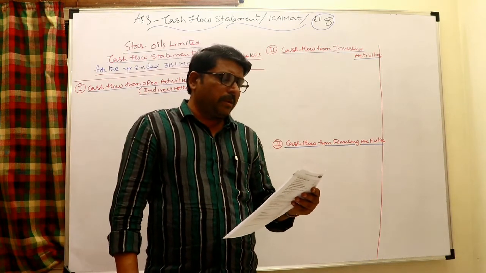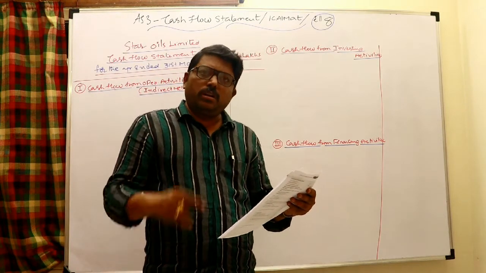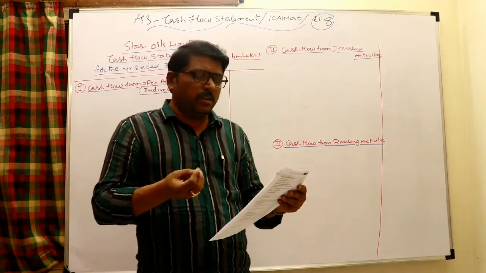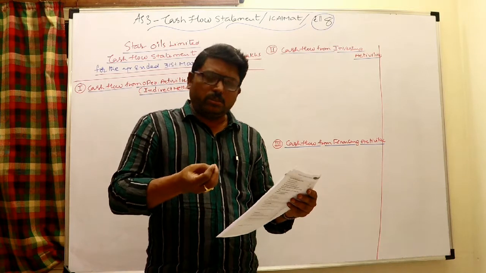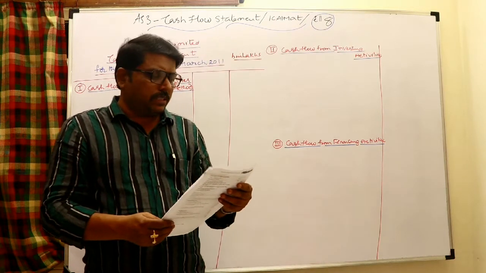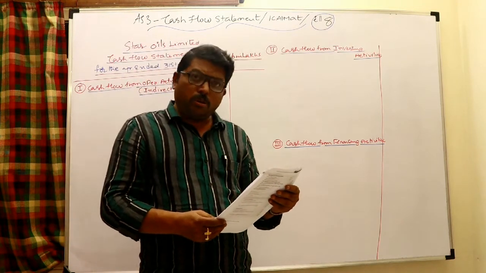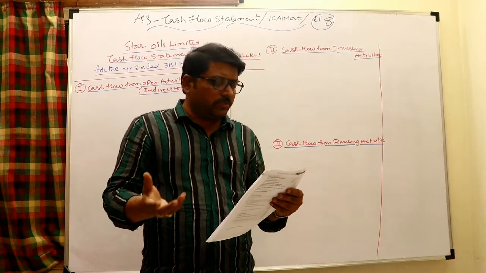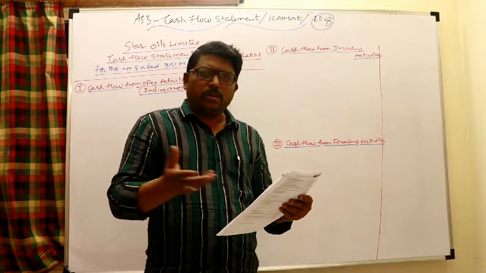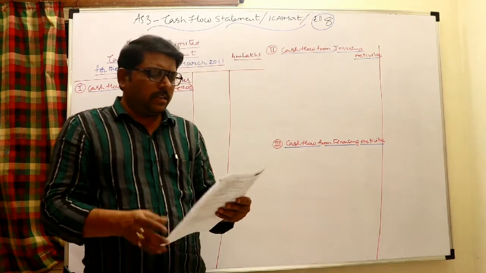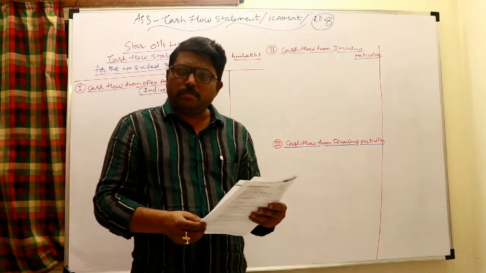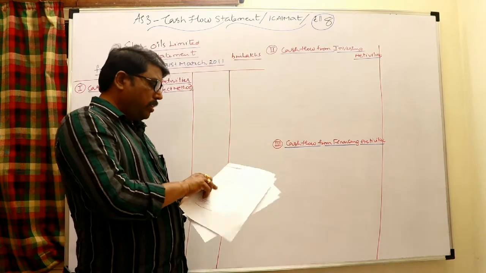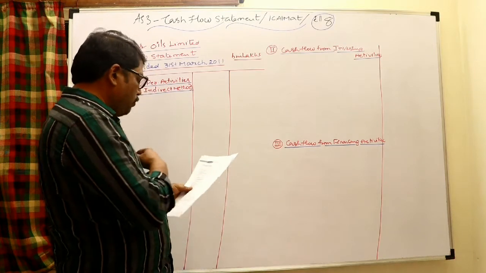Receipt of grant from capital grants. Generally when a company receives capital grants from government, it is like capital receipts. So it is also a financing activity. Proceeds from long-term borrowings is a financing activity. Proceeds from short-term borrowings is a financing activity. That's all. Opening cash and bank balance should be added. The result is closing cash and bank balance. That's all.